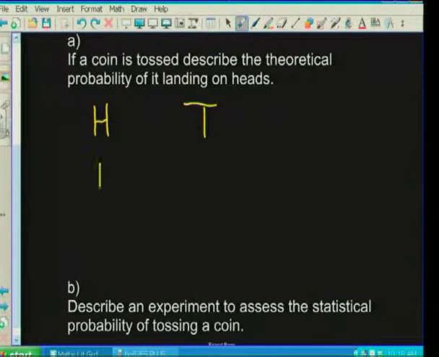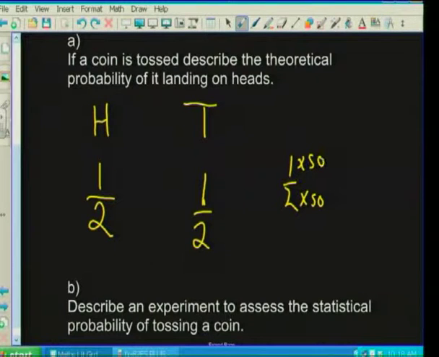So heads could happen 1 out of every 2 times. And by the same token, tails can happen 1 out of every 2 times. So to answer the question, you could simply go and write, it's 1 out of 2. That's a fraction. So we could write 1 out of 2, or if we wanted to convert that to a percentage, what is 1 out of 2 as a percentage? Well, for that to happen, we have to make our number out of 100. To convert 2 to 100, I'll have to times by 50 and do the same on top. So that would mean 50%.